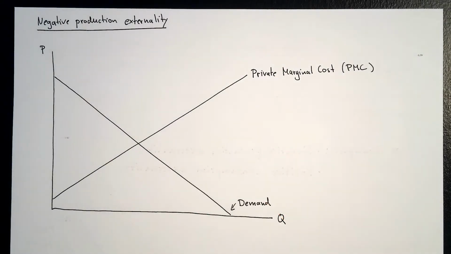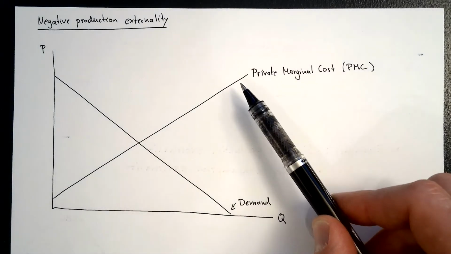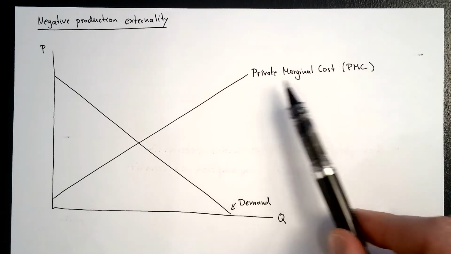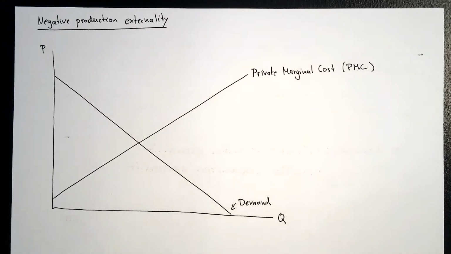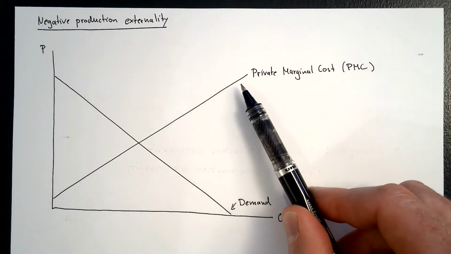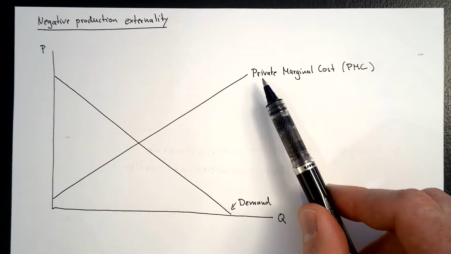Now let us look at a negative production externality. So let's start off with a supply and demand graph, where we have the demand function for a good, and we also have the marginal cost function of the good. Note here I am calling it a private marginal cost, or PMC, because this is the marginal cost associated with the production of the good that the firm or the private company observes.